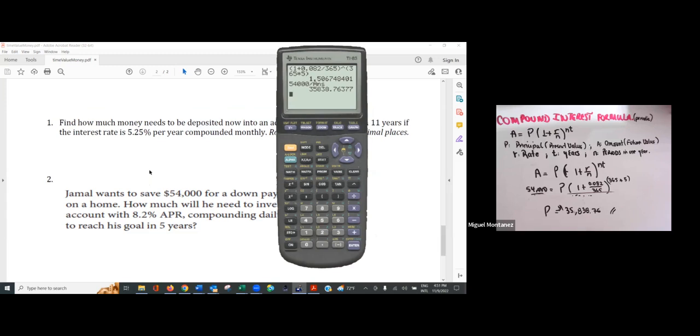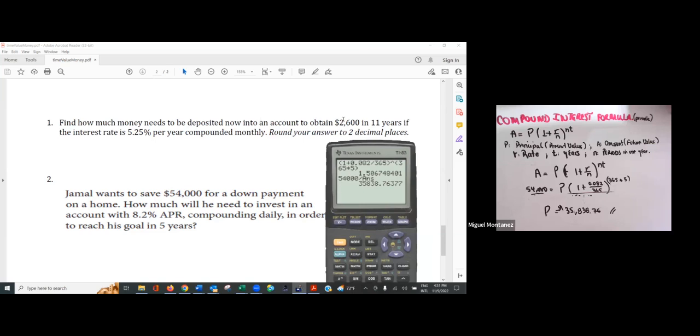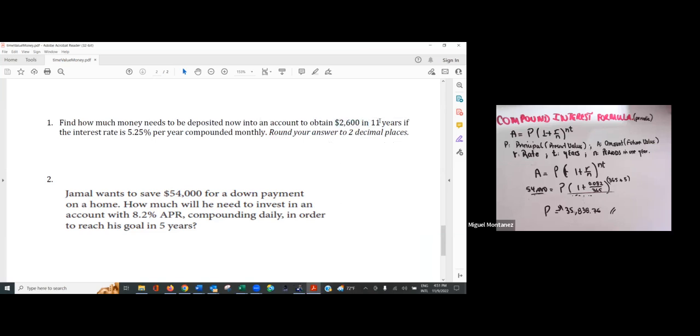Let's do another example. I have it here, might as well. The goal is to have $2,600 in 11 years at 5.525% compounded monthly. So we need to know how much money I need to deposit today. Now, so A, the goal, will be to have 2,600. P, I have no idea how much it is. That's what we're looking for.